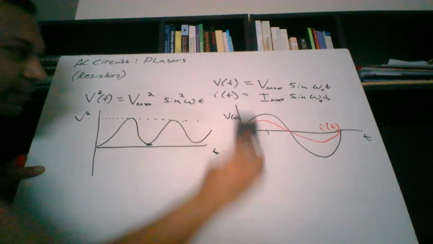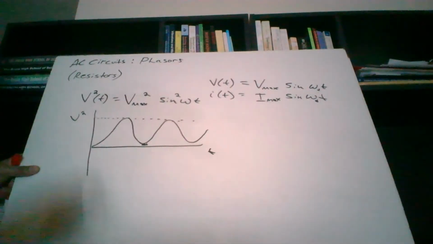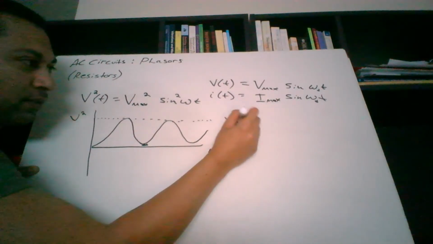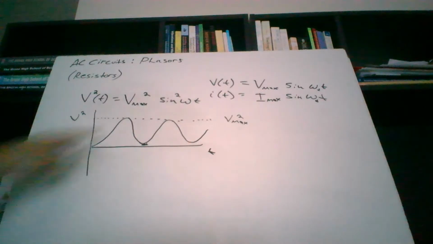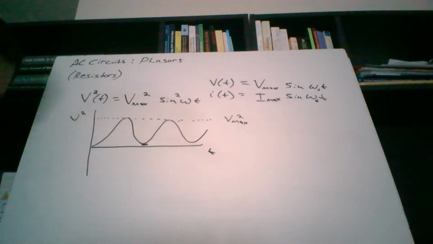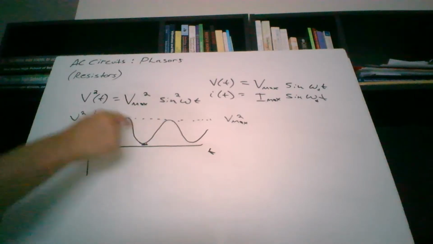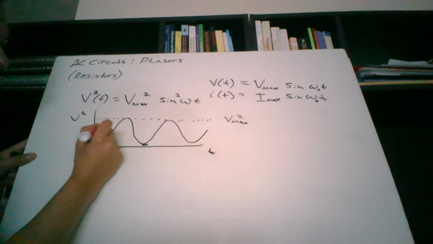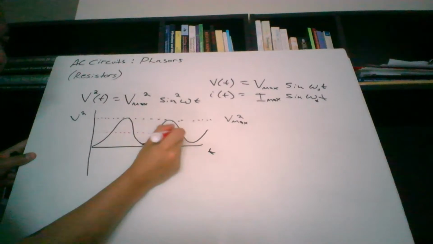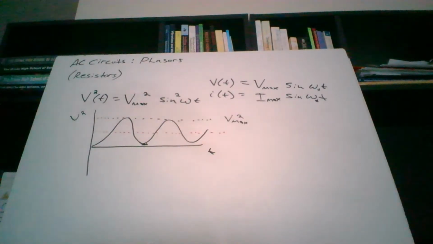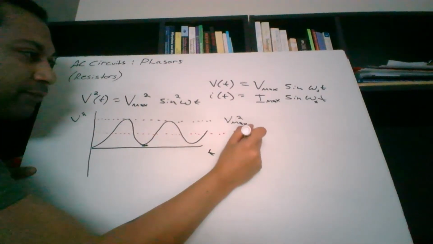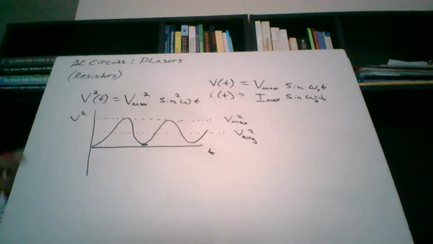Can I erase this other part? I can. We don't need that anymore. So the highest value right here is going to be the maximum voltage squared. But I don't want that. What I want is the average of this. And the average, because this is symmetric going up and down, would be right in the middle. So I want this value right here, which is right in the middle of my graph. Okay? And we can call that V average squared. So that's right between those two values.